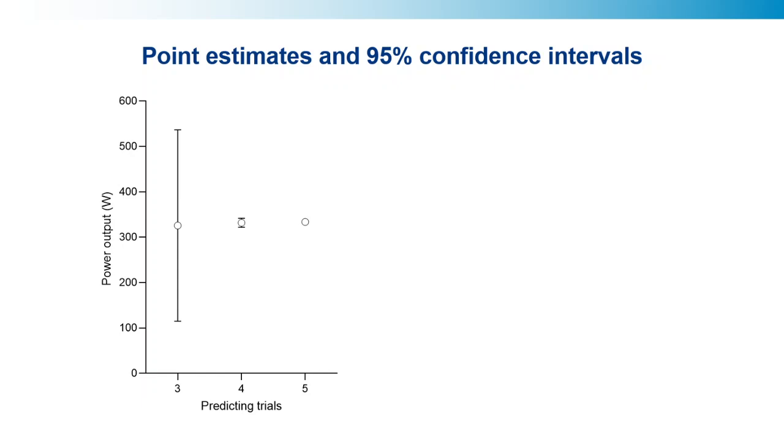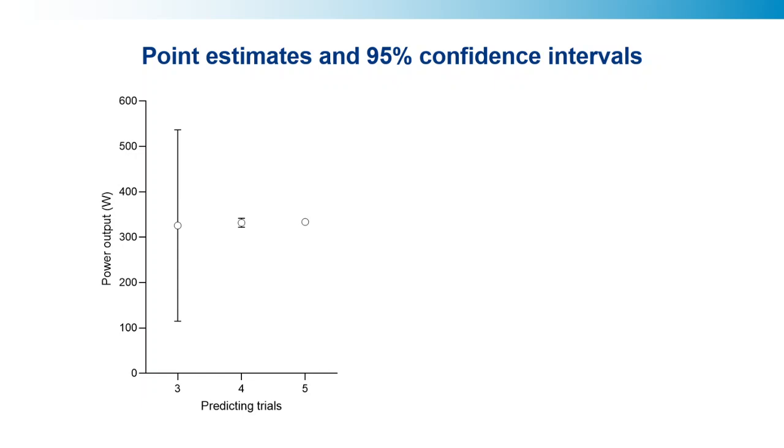So I started off with 5, then removed the longest one to produce 4, then removed the next longest one to produce 3. And the reason I've done that is that in the late 1990s, early 2000s, there were a lot of critical power studies coming out with 3 predicting trials, often of 1 to 10 minutes duration. And what you really need to do is at least 2 to 15 minutes duration to get an accurate power duration relationship, which also has tight confidence intervals.